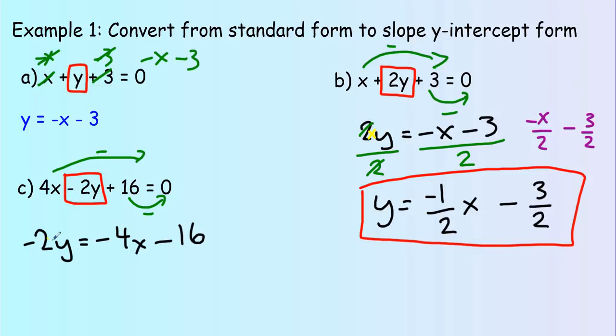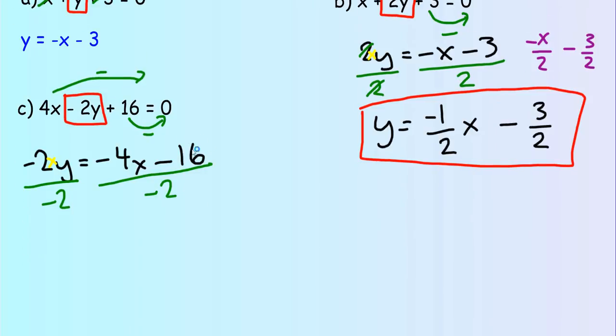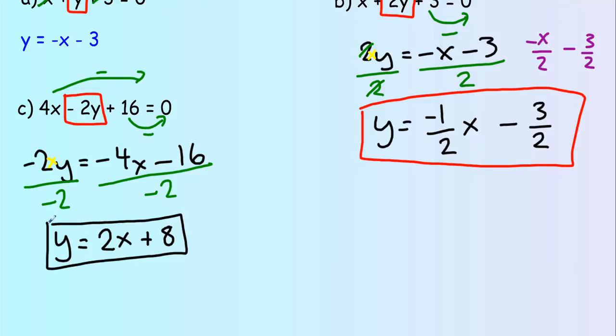There's an invisible multiplication sign when I don't have any operations in between. So opposite of multiply, divide both sides by -2. I'm going to divide this whole thing by -2, and it simplifies to y equals -4 divided by -2 is 2x, and -16 divided by -2 is +8. So this would be my final answer for converting it into slope y-intercept form.